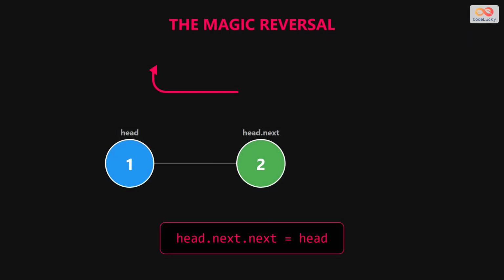Now for the actual reversal. When the recursion unwinds, we are back at a specific node. We take the next node and make its next pointer point back to us. This effectively reverses the link between these two nodes.